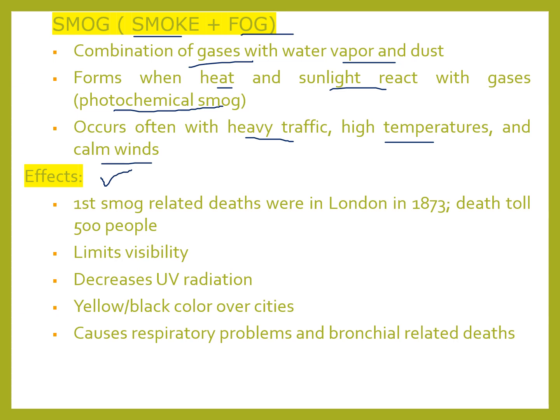The first smog-related death was observed in London in 1873. That is called the London smog, and the toll was around 500 people. Due to this photochemical smog, visibility reduction takes place. It decreases the UV radiation. Yellow or black color is observed over cities, and it also results in respiratory problems, and bronchial-related deaths are generally observed. So this photochemical smog is becoming a major problem in most cities. That's why it is also termed urban air pollution.